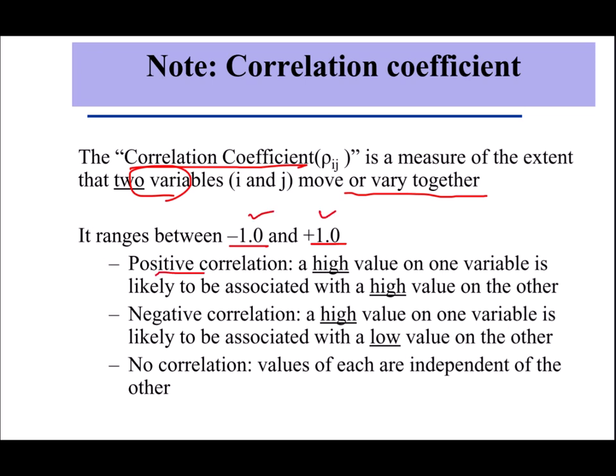Positive correlation means a high value on one variable is associated with a high value on the other. So that is the meaning of positive correlation. Negative correlation means a high value of one variable is associated with a low value on the other variable. No correlation means the values of each are independent of the other.